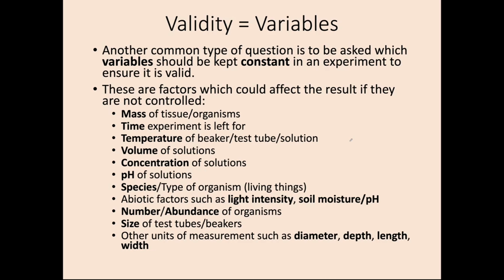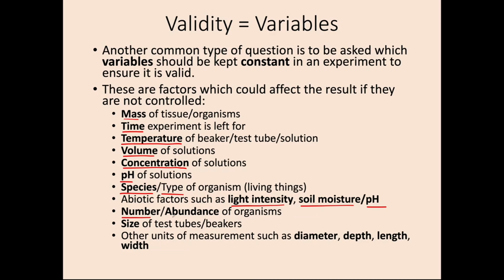Okay, now the factors that could affect the result if they're not controlled, these variables as we call them, are things like the mass of tissue or organisms, the time the experiment's left for, the temperature of, for example, the beaker or test tube or the solution or something similar, the volume of any potential solutions, the concentration of any solutions, the pH of the solutions or the pH of the soil or the pH of whatever it is. If we're talking about a living organism, the species or type of organism could be a factor. The abiotic factors such as light intensity, soil moisture, pH, these would all affect the result of the experiment if we did not control them.